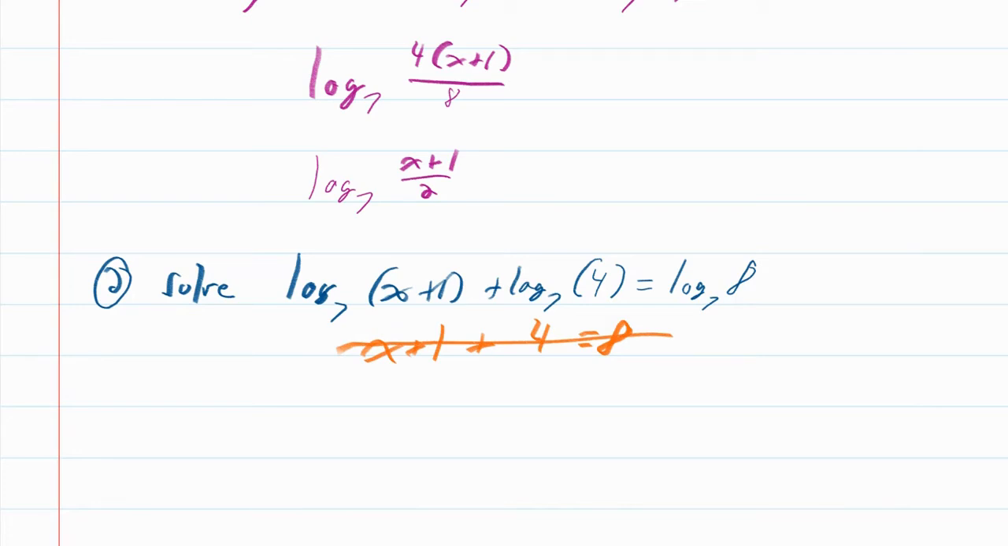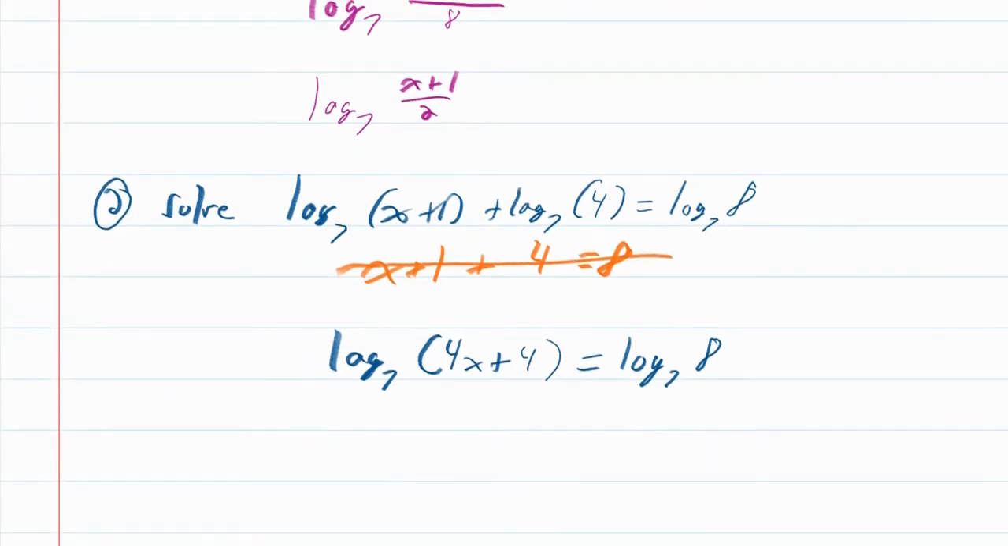What we have to do is take the left side of the equation and combine it into a single logarithmic expression as we've been doing right up above. The log base 7 of 4x plus 4, and that's equal to the log base 7 of 8. So log base 7 of 4x plus 4 equals the log base 7 of 8.